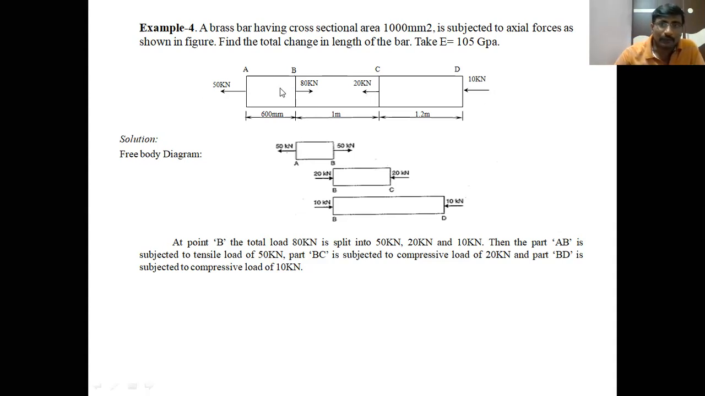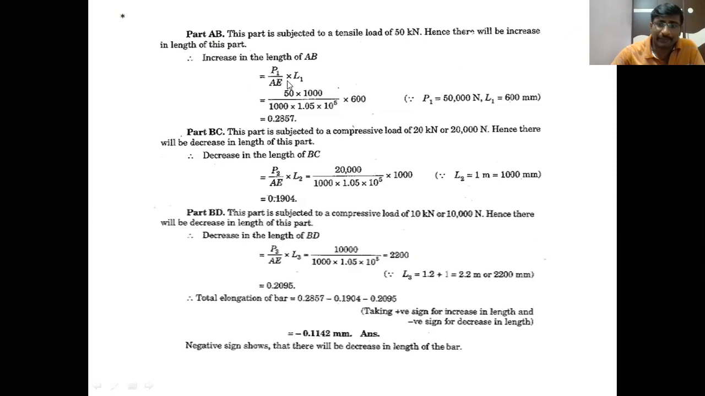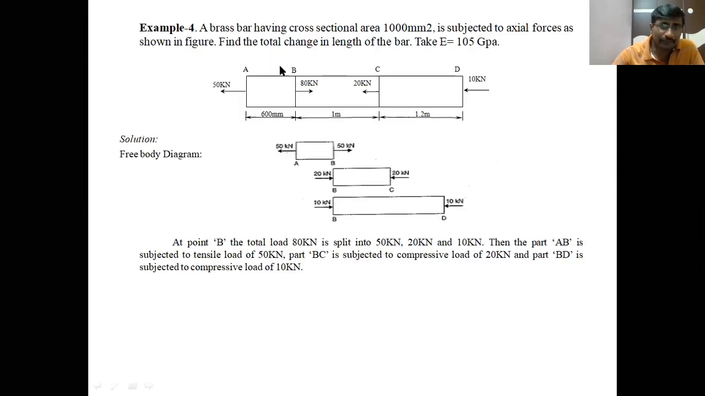So this is the problem shown in example 4. That is a brass bar. Brass is the material. Bar means a member, a brass member having a cross-sectional area of 1000 mm square. Each section, that means A to B, B to C, C to D, has the same area, in this case 1000 mm square.